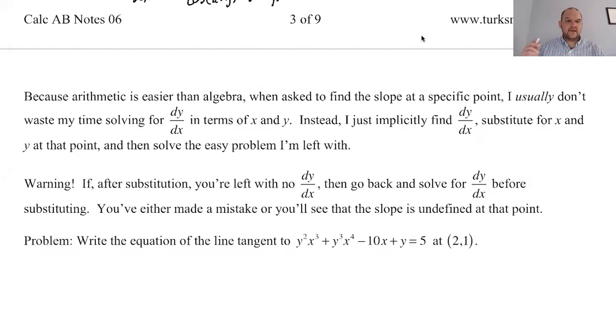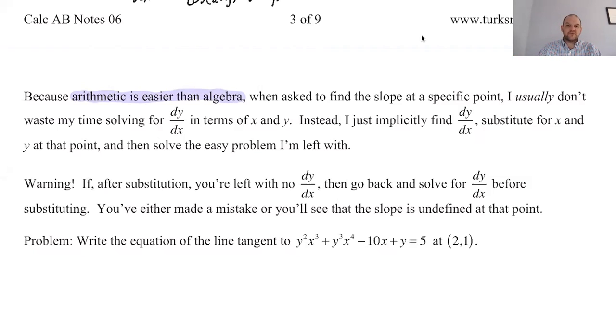So, because arithmetic is easier than algebra, that is a fact. I would rather do, actually, I don't know if that's true. I might prefer to do algebra over arithmetic because like terms, like arithmetic, everything is a like term, so you can collect everything. Algebra, it's a little dicier. So sometimes I prefer algebra, but whatever.